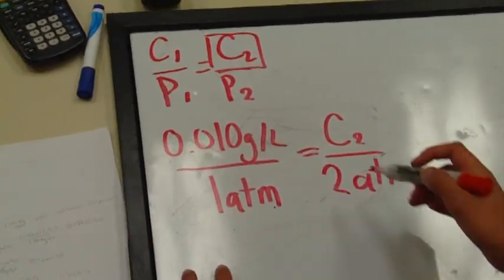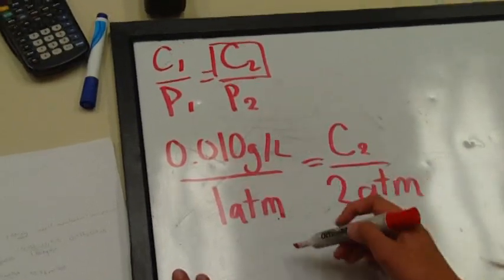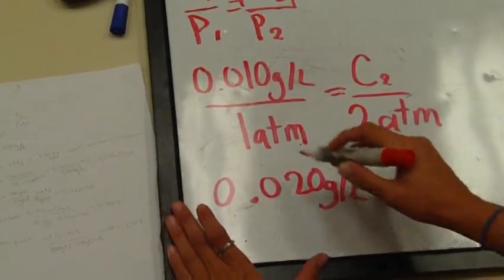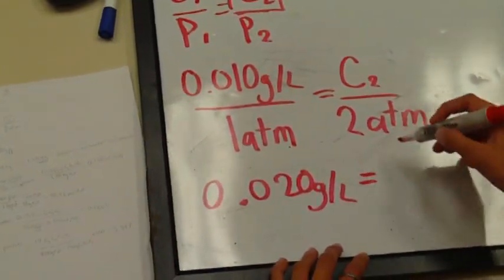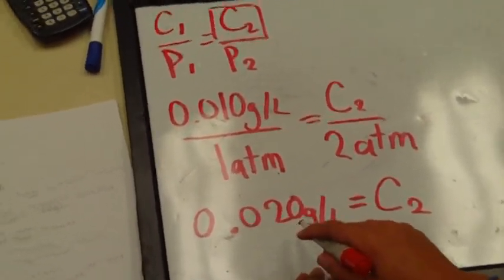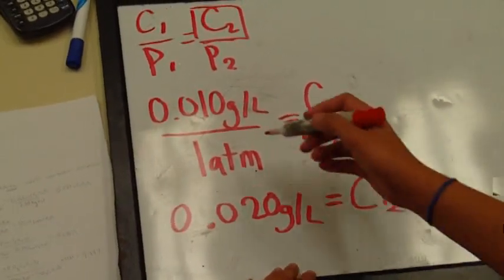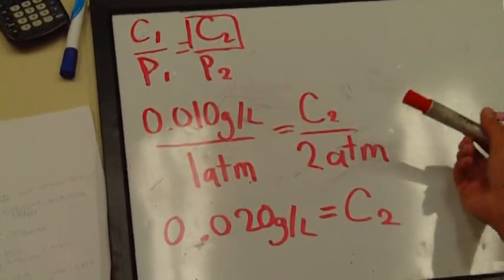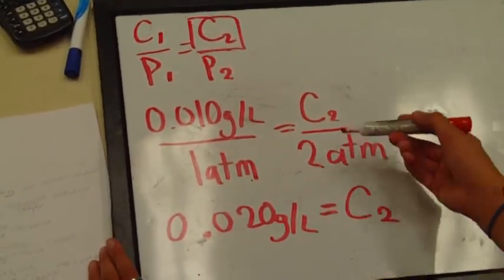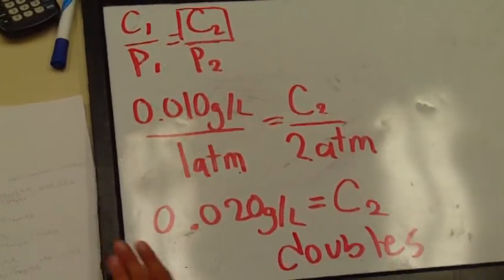So one way to solve this is just to cross multiply. So 2 times 0.010 is going to be 0.020 grams per liter. And 1 times that is just going to be that. So we're going to end up with 0.020 grams per liter equal to the final concentration. So this shows us that when the pressure doubles, so does the concentration. So that is the answer.